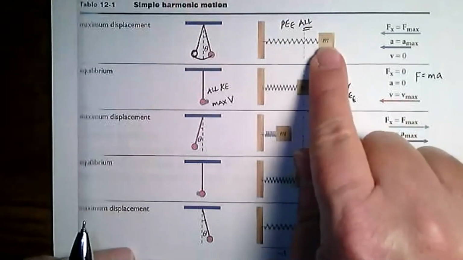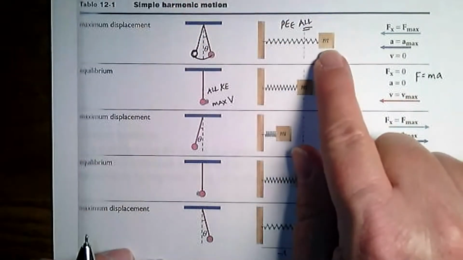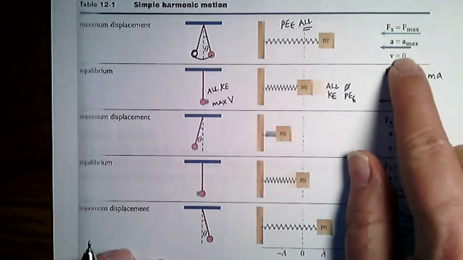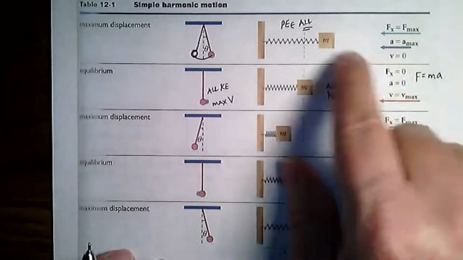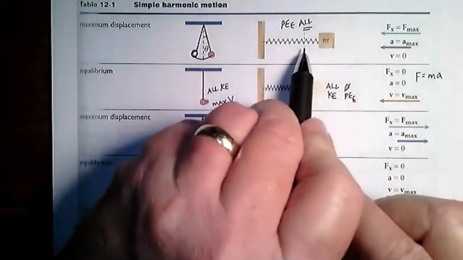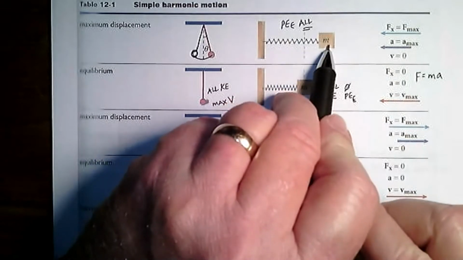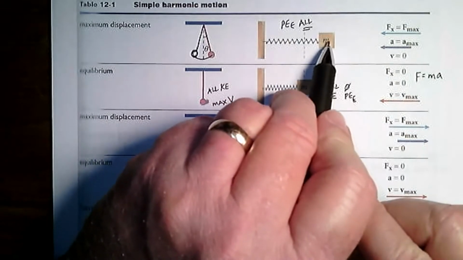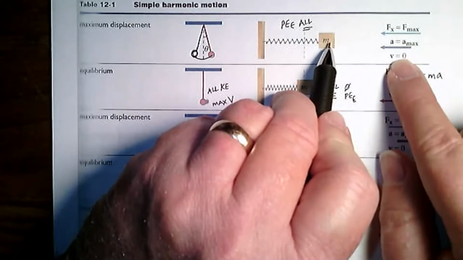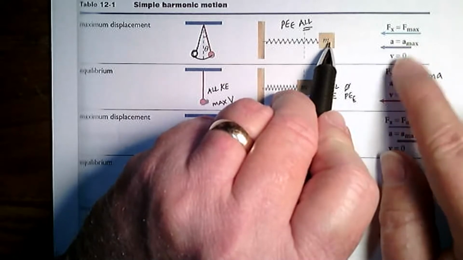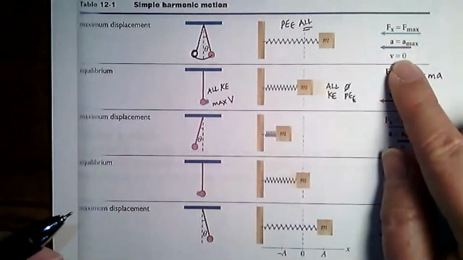That's all of your energy stored as PE elastic, which means your velocity here must be 0, because all of the kinetic energy that you had when you were here got converted to elastic potential when you got to here. So you've lost all your velocity and it's all turned into the stretch of the spring.